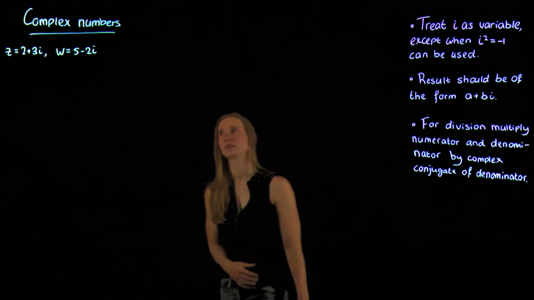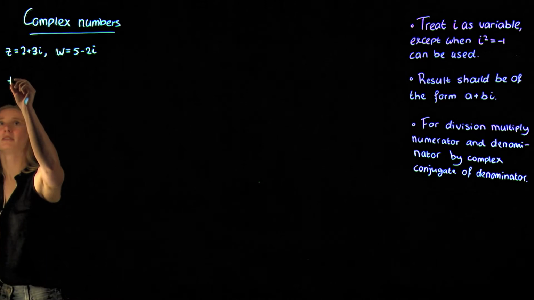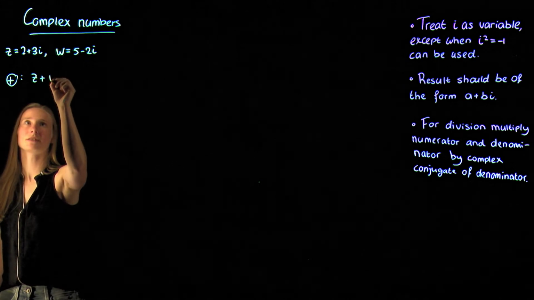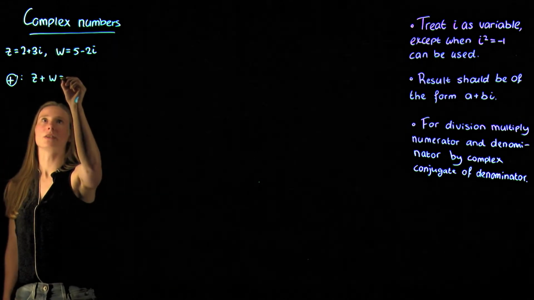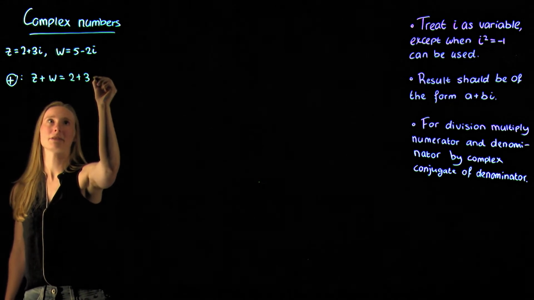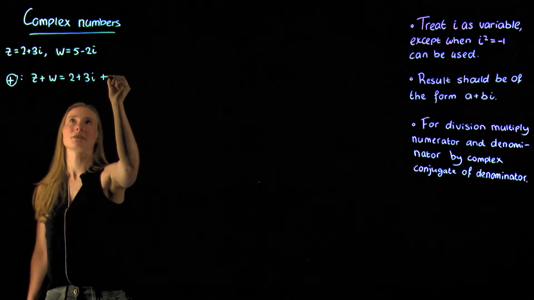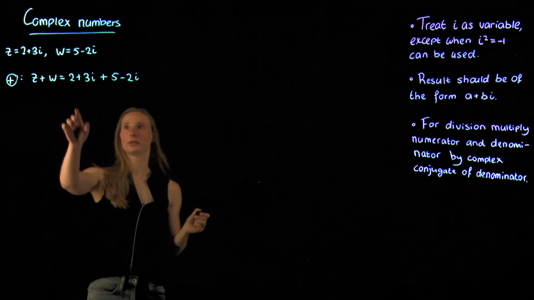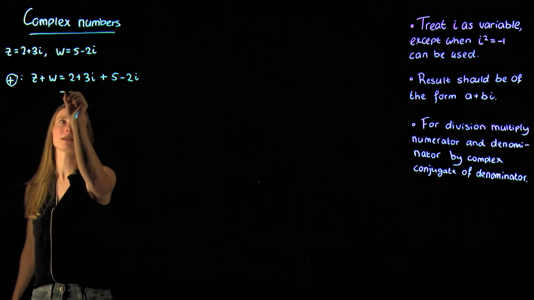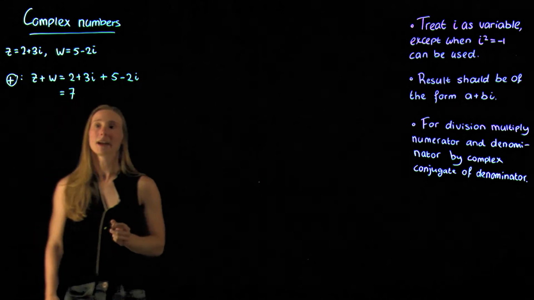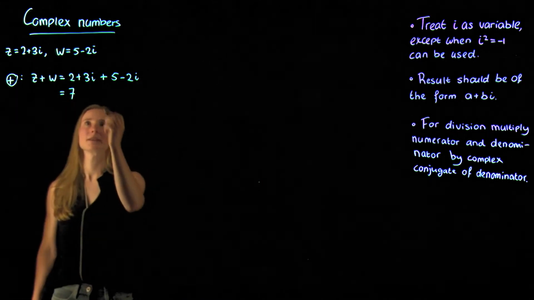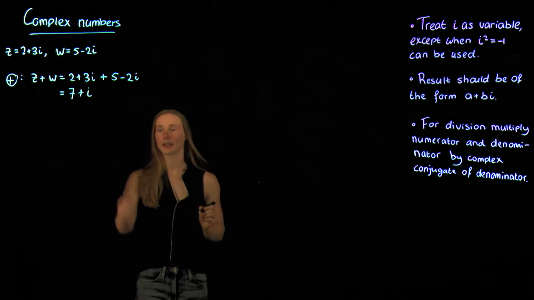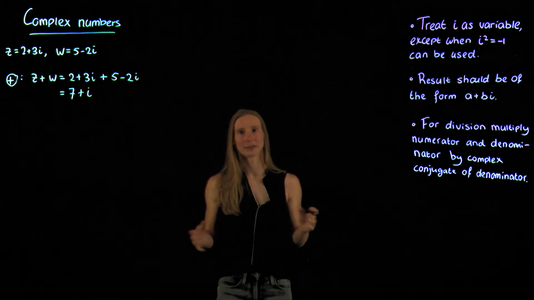So let's start off with a very simple computation, so we'll try to add up these two numbers. So we want to compute z plus w. So let's write this elaborately. 2 plus 3i plus this w, so 5 minus 2i. So the real parts can simply be summed together, so we get 2 plus 5 is 7. And for the imaginary part we do the same, because we treat it as a variable. So we get 3 minus 2, so plus i. And that is indeed of the form a plus bi, so we are done.